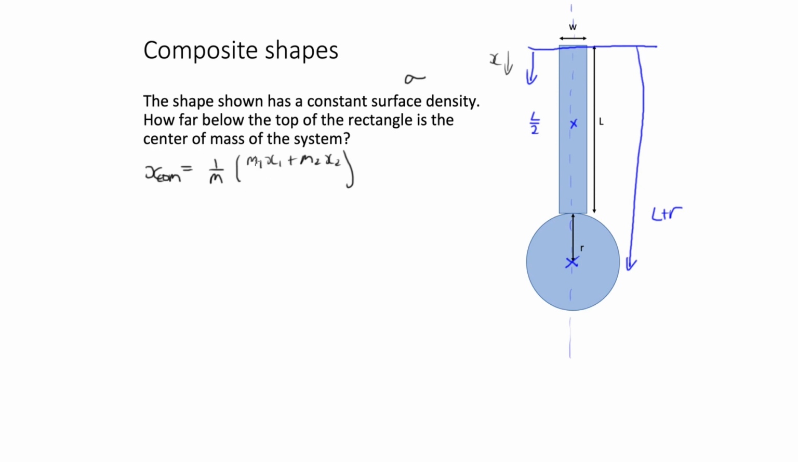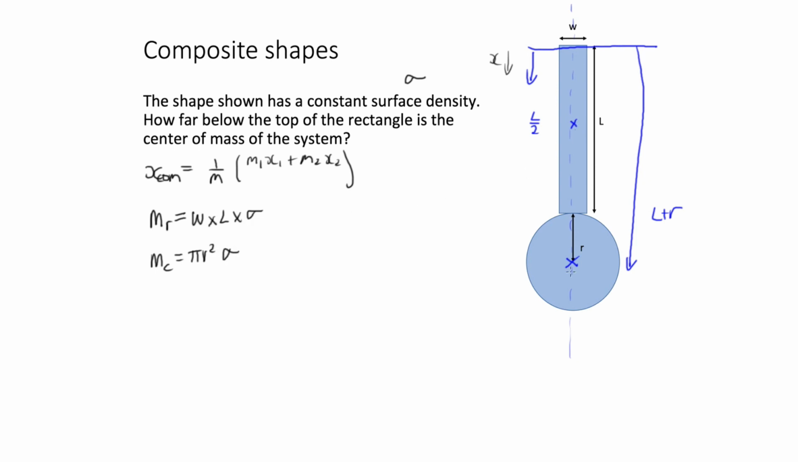Okay, well, to do that, we're going to need to know the mass of each of these shapes. So for the rectangle, the mass of the rectangle is going to be equal to the area of the rectangle, which is W times L times the surface density. And the mass of the circle is going to be equal to the area of the circle, which is pi r squared times the surface density.